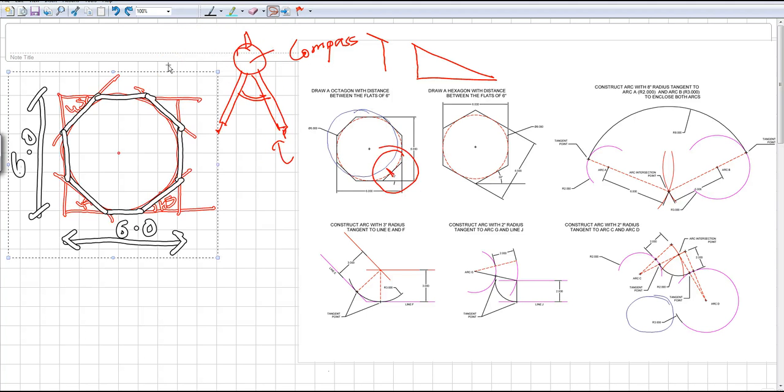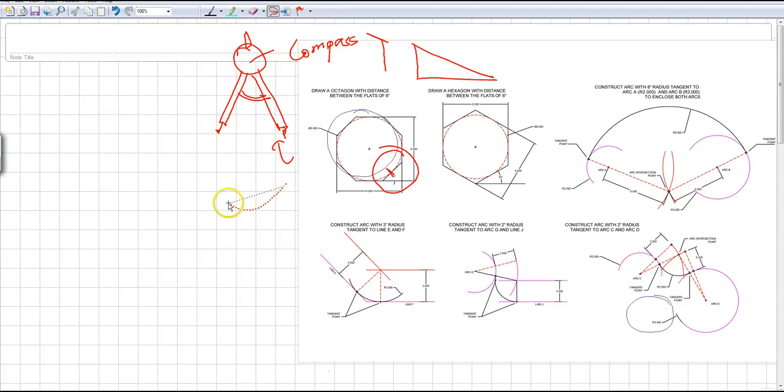Let me just bring that up. I'm going to delete this part so it cleans up my drawing. Now let's go to this one. This is the hexagon. This is the one that I want to draw right now.